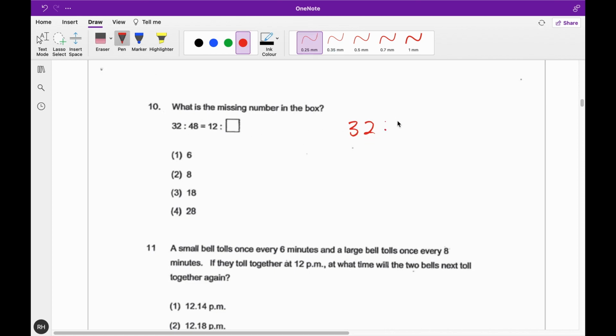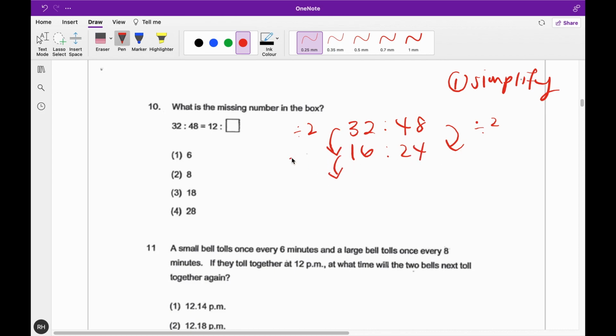So 32 to 48. The first step is to simplify first. So we can simplify by dividing by, let's just start with dividing by 2. Okay, so we divide by 2, we have 16 is to 24. Then we realize we can divide by 2 again. So let's divide by 2. We will have 8 to 12. Okay, let's simplify even further. Divided by 2, divided by 2. We'll have 4, and then 12 divided by 2 is 6.